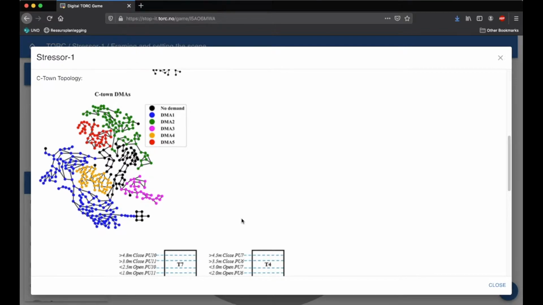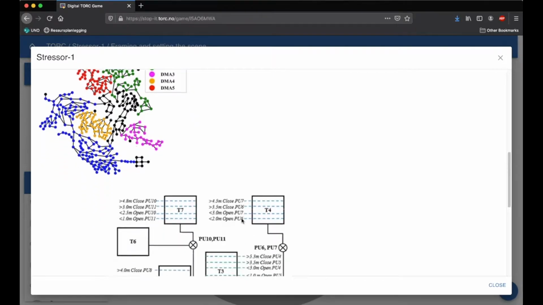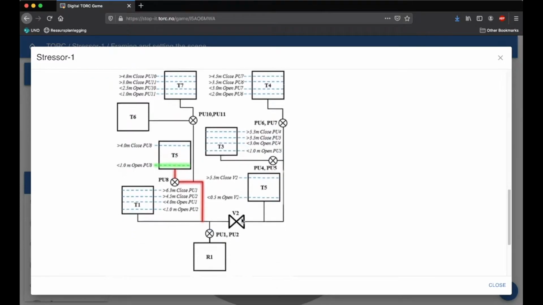And then also going below, you can see a control scheme of the C-Town network. Almost each DMA has its own tank, and the tank is filled by a pumping station. In our case, for example, tank 5 is filled by pump 8. The pump opens when the level of the tank is below 1 meter, and the pump closes when the level of the tank is above 4 meters.